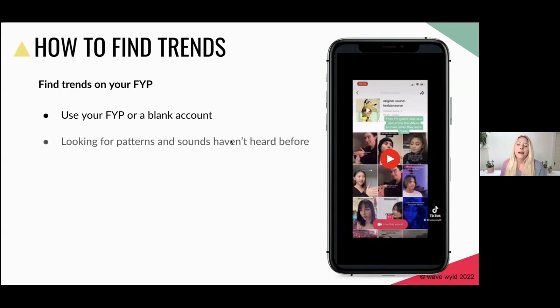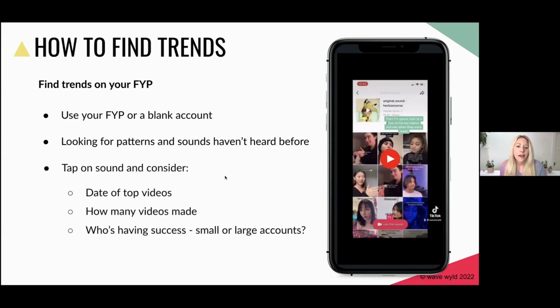And when you're scrolling, you really want to look for patterns and sounds that are coming up often or that you haven't heard before. And then you're going to tap on that sound. It's the little record in the corner. And look and consider a few things. You want to look at the date of the video. That's what's going to tell you if it's a recent trend or if it's an old one. How many videos are made? If it's under 10,000 videos, it's typically what we call an early trend. And who's having success? Is it just big famous creators, or are small accounts having success with this too? So I made a little video here that explains all of this.